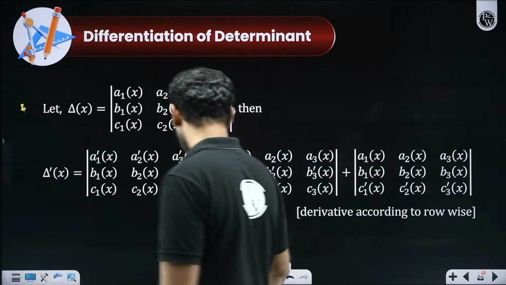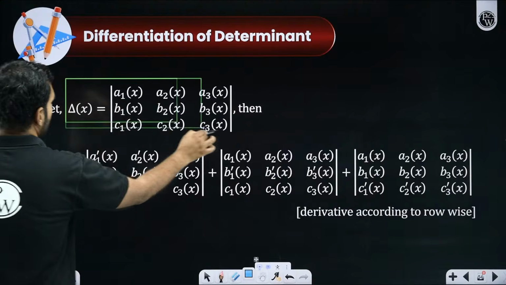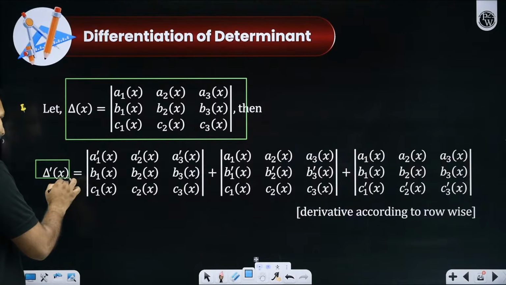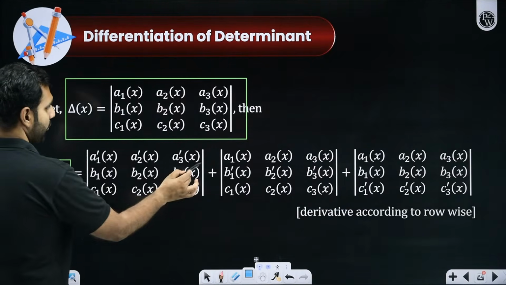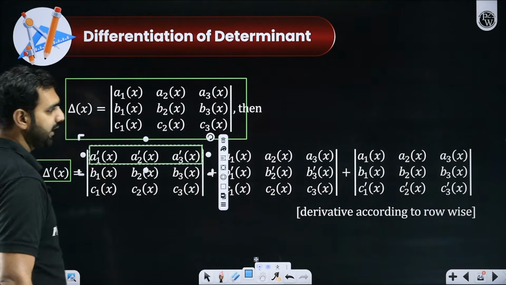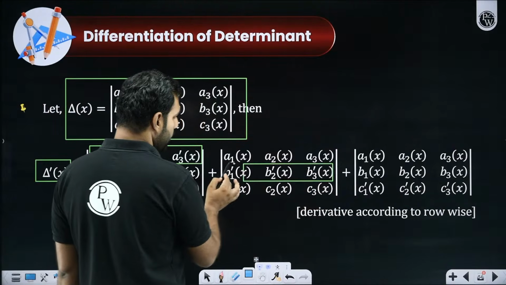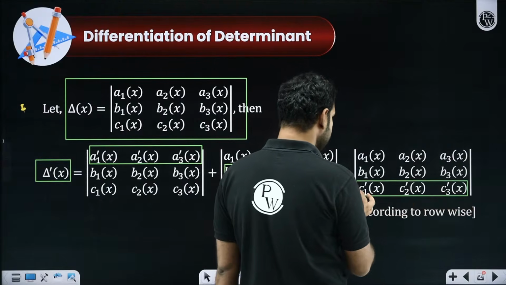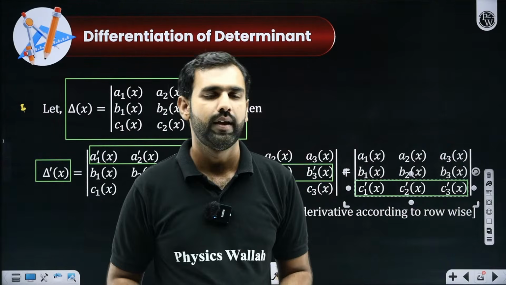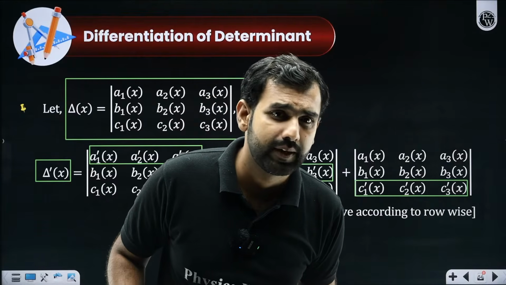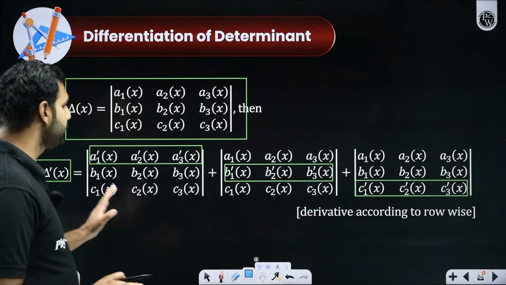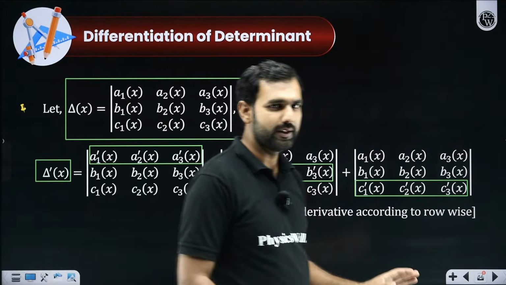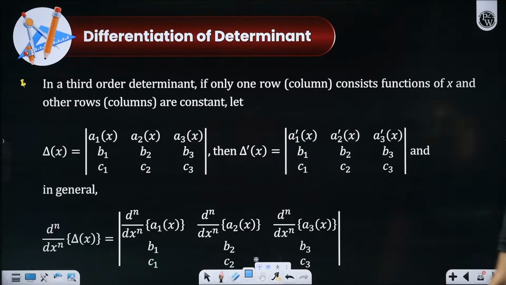Let's say I'm given an expression, delta x, which has rows and columns as functions of x, and I'm asked to find delta dash x. So I'm differentiating the first row, keeping the other two rows intact, plus the derivative of the second row, keeping the other two rows intact, plus the derivative of the third row, keeping the other two rows intact. Everybody got this? I hope there is no confusion on that. And the same you could have done column wise as well. Okay, Deeps, that's good if it is new to you.